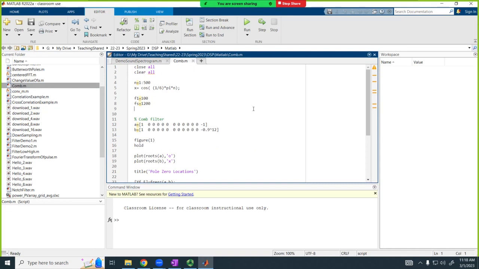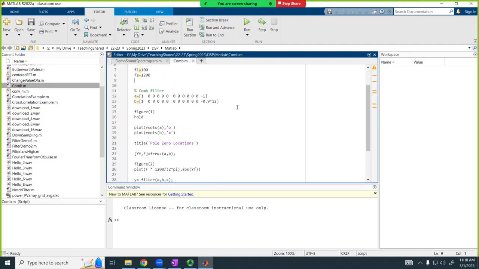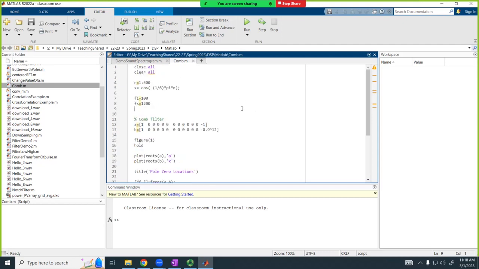Okay. So here is an example where we have a signal at the input that is interfering, that has a frequency of 100 hertz. And the sampling frequency is 1200. So therefore, I have a 12th order filter. The filter order n is going to equal 12.